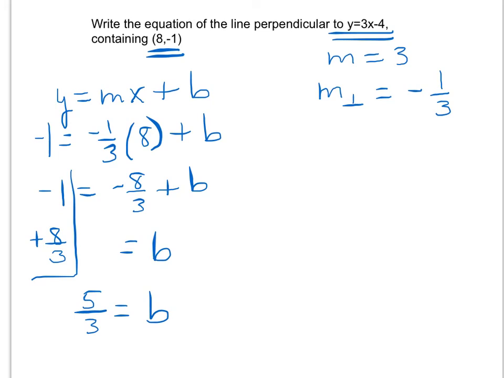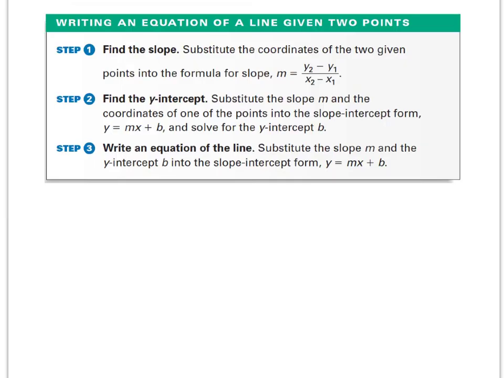So the equation of the perpendicular line is y is equal to -1/3 x plus 5/3. Okay, so our process is always to look at the information given, figure out if you know the slope, figure out if you know the y-intercept, and if you don't, you just find them both.